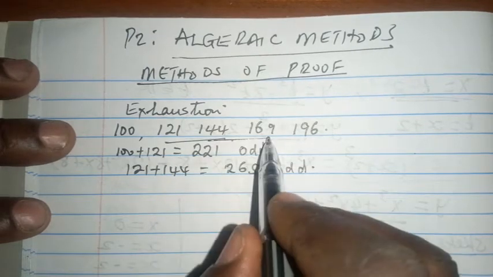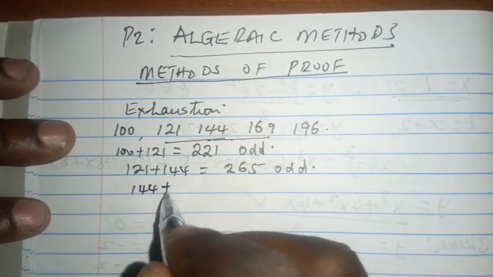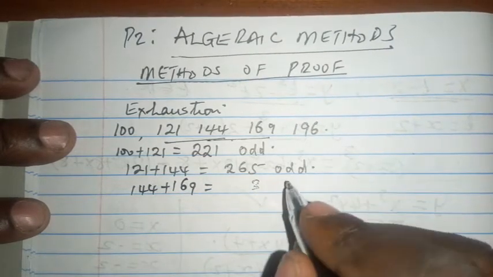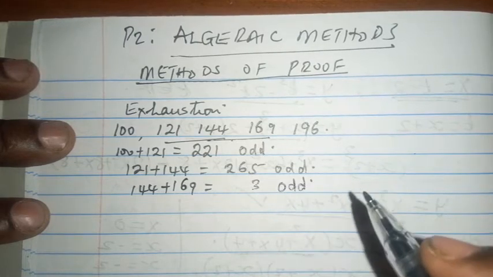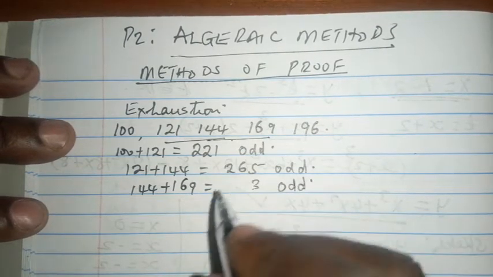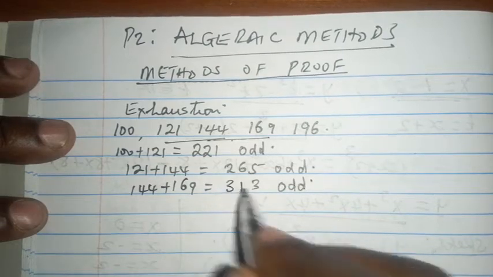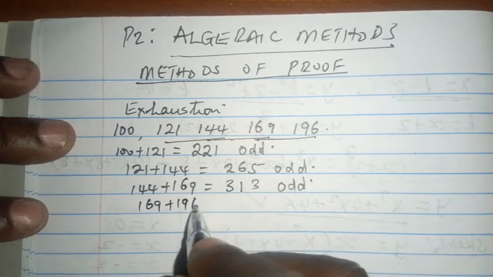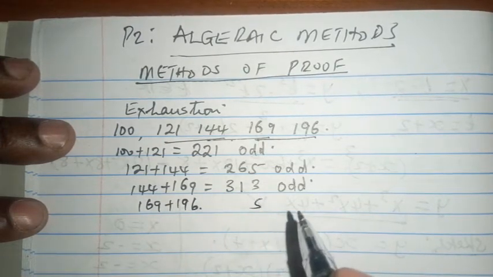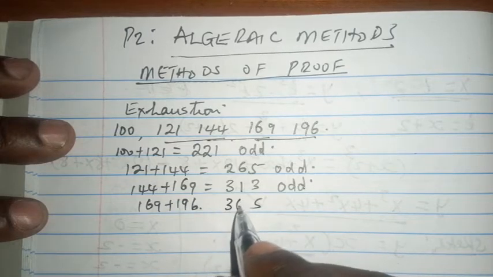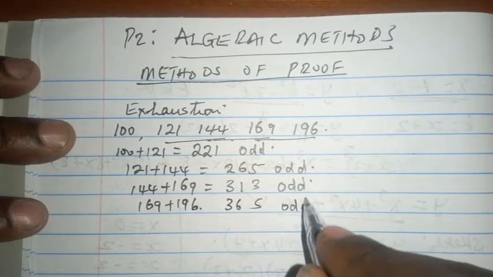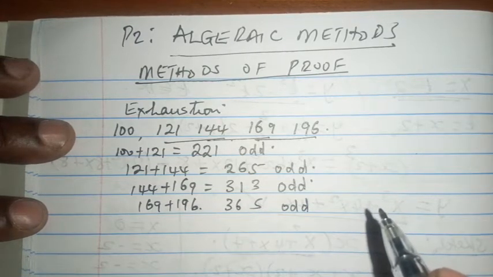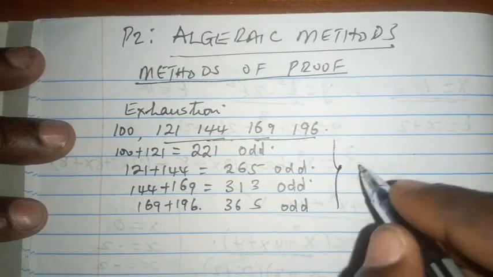We are breaking this information into smaller cases and dealing with each one of them. Then we have 144 plus 169. The last digit is a 3, so it's going to be an odd number, specifically 313. And 169 plus 196: again the last digit is 5, so this is also an odd number. The sum of two consecutive square numbers between 100 and 200 is an odd number.